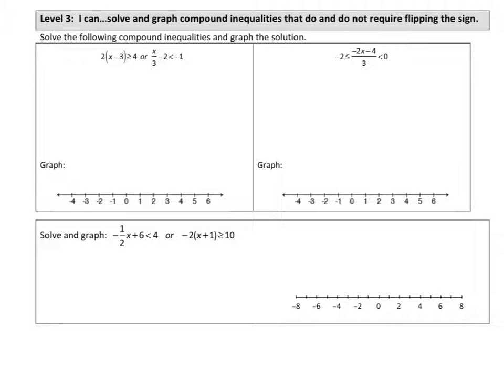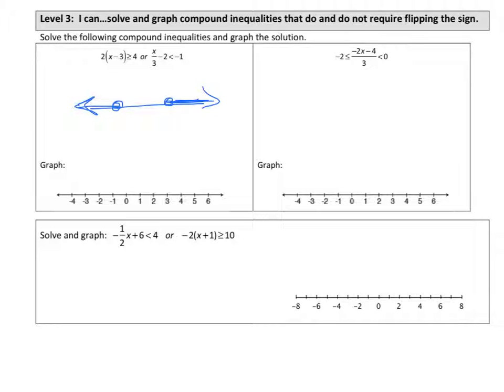In Level 3, you'll be solving compound inequalities that may or may not require flipping the inequality sign. Whenever you have an OR inequality, you know right away that it's going to be an inequality that has arrows going outwards in two opposite directions. So we can predict already that this inequality is going to look something like that.